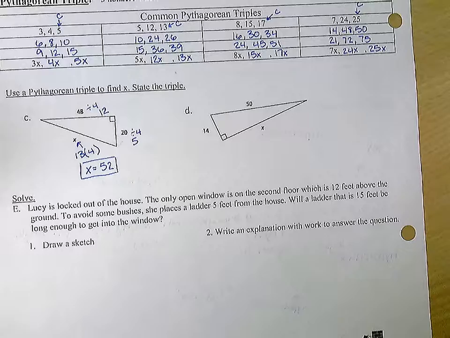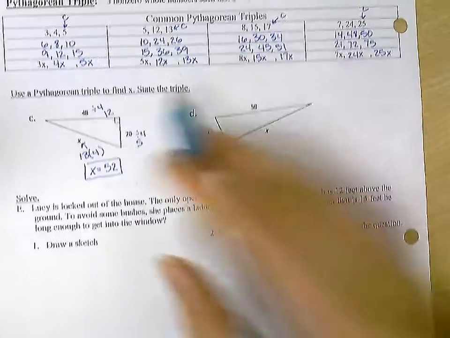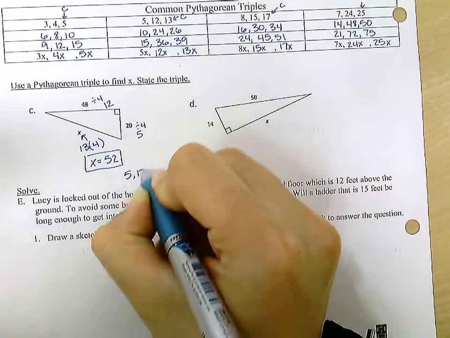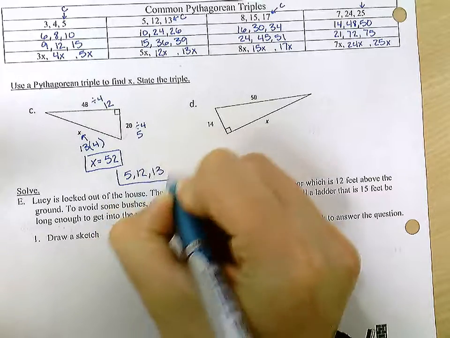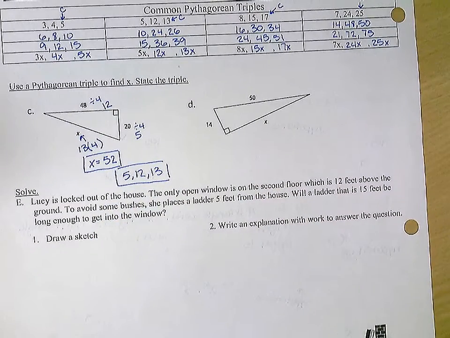Okay, and then the Pythagorean triple that I used, so stating the triple, that would be 5, 12, and 13. That's the Pythagorean triple that I used.